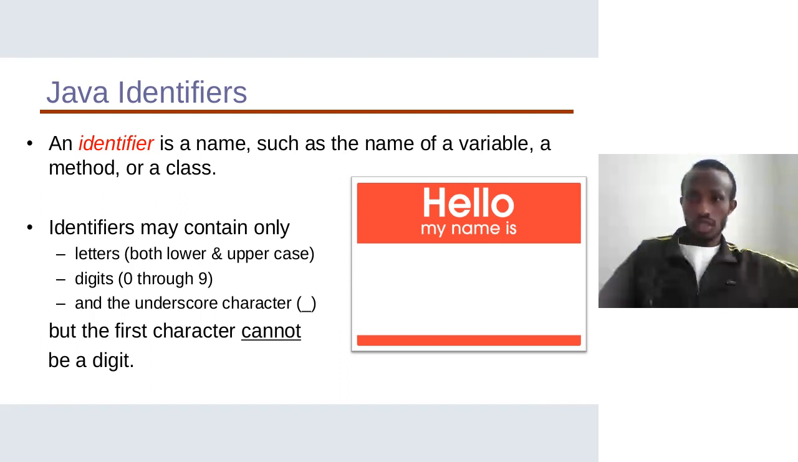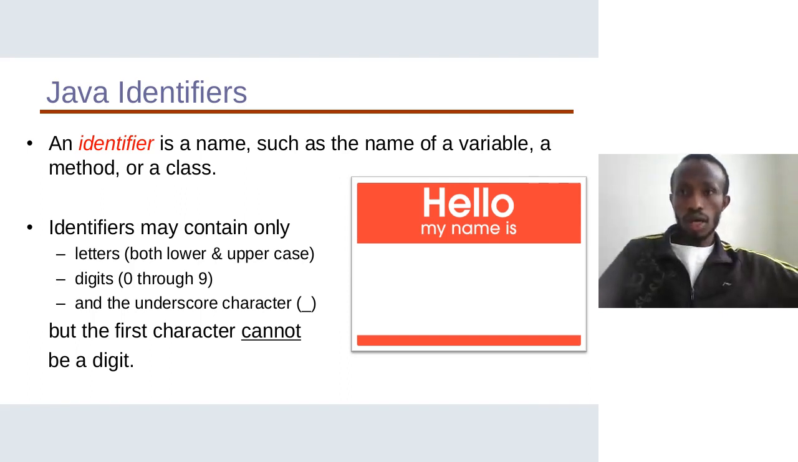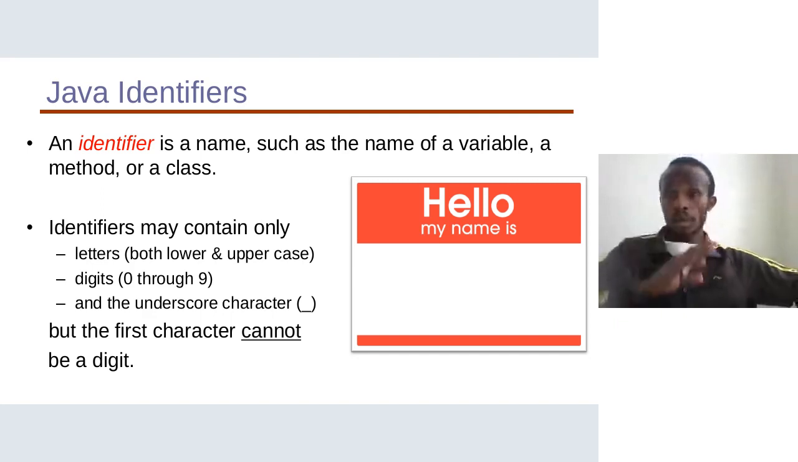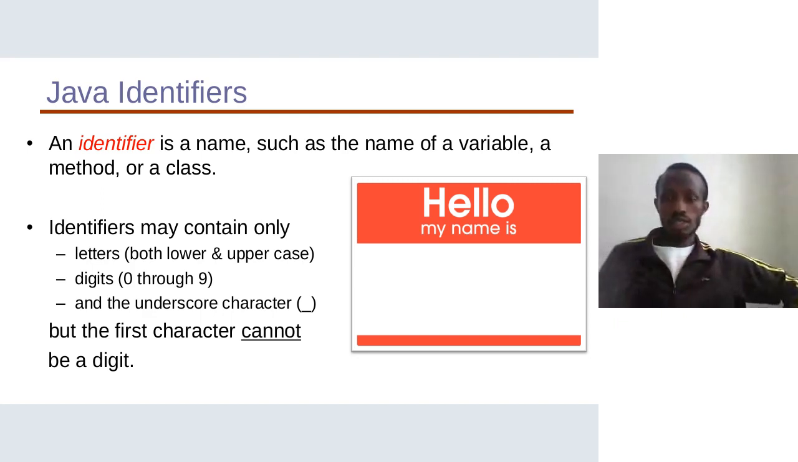But if it's not a constant, you can use the lower camel case. If it's a constant, it should be in caps. And if it has more than one word, the words should be separated with underscores. For example, if I was talking about the number of gears, and I want to call that constant num gears, I should have NUM underscore GEARS, all in uppercase. Hope we are together there.